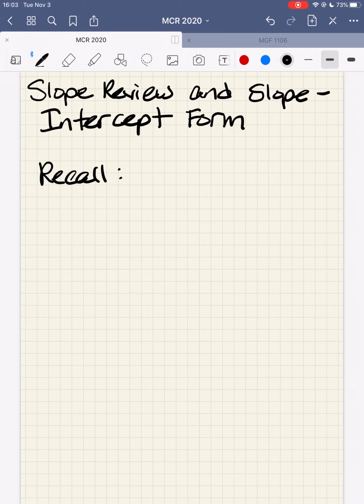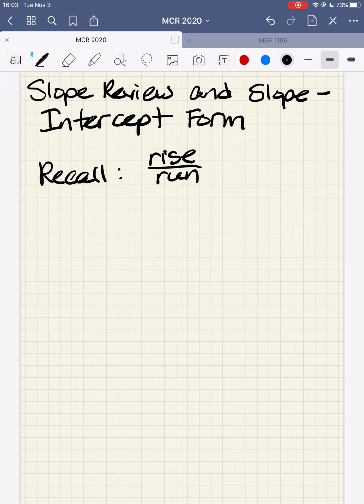All right, so in our last video, we talked about slope. I want you to remember that with slope, you can plot 2 points and count rise over run. That's the first way we looked at slope. And all slope is how fast or slow a line rises or falls.